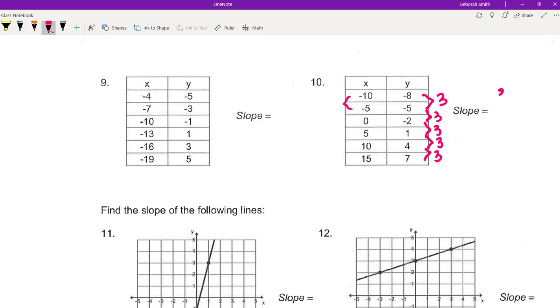So all of my vertical changes are 3. On the x side, my horizontal changes, that's increasing by 5. From 0 to 5 is increasing by 5. From 5 to 10 increases by 5. 10 to 15 increases by 5. So my slope in this situation is 3 to 5.